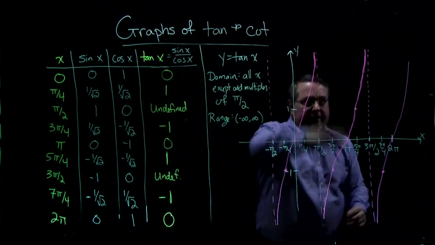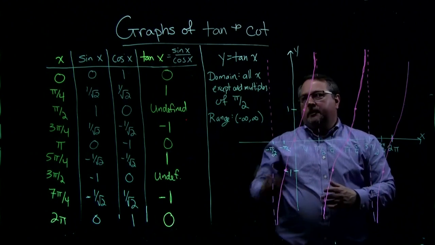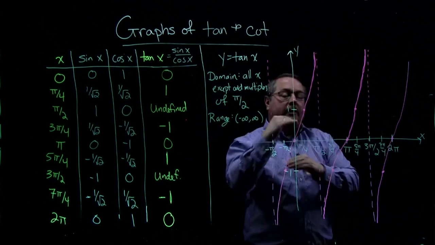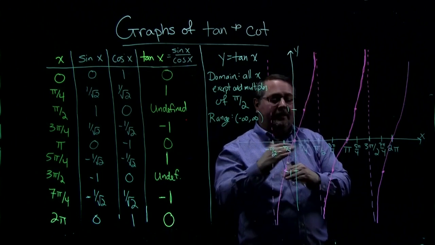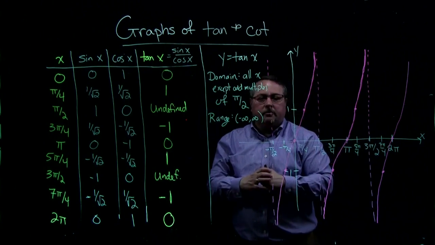Note that the range is all real numbers, because every single y value is accounted for in this graph. This is different from the sine and cosine graph where the y value only ranged from -1 to +1. Here, every single y value is accounted for in this graph.